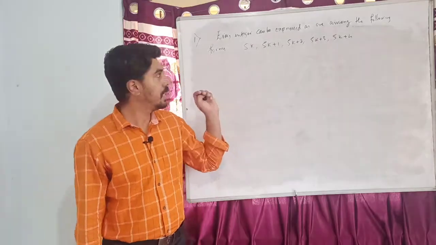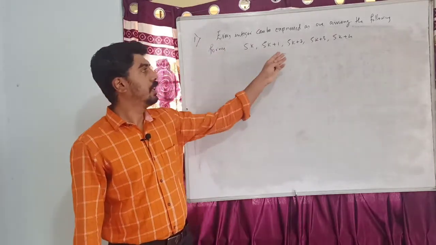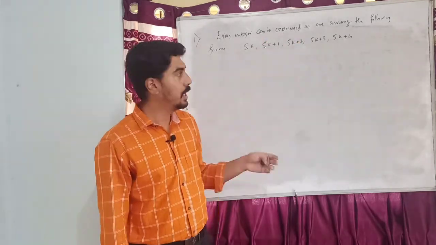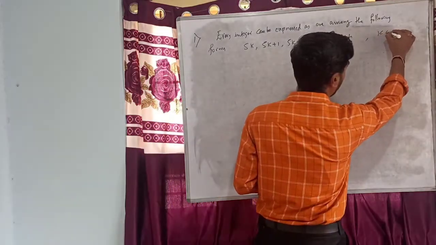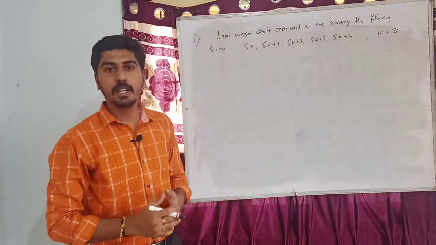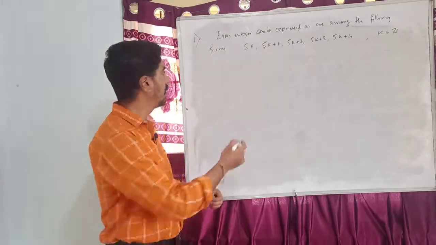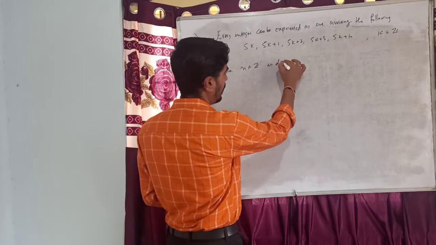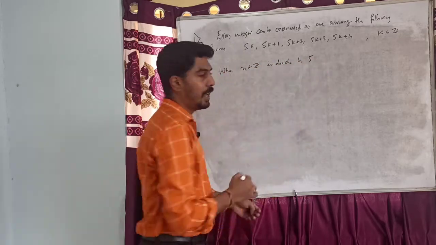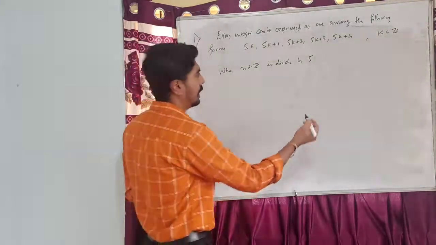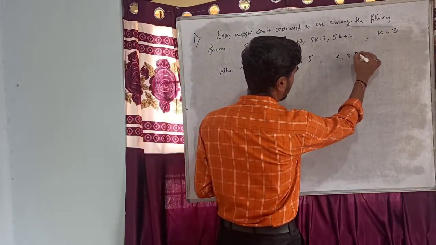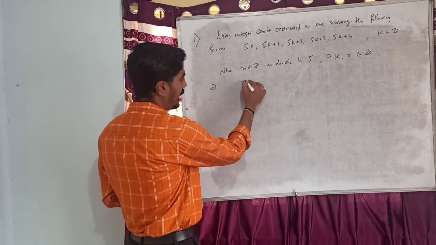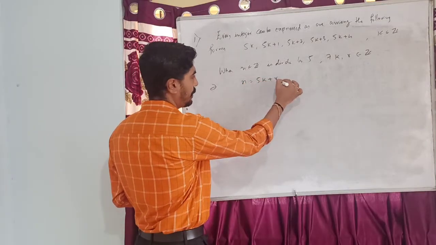Every integer can be expressed as one among these following forms: 5k, 5k plus 1, 5k plus 2, 5k plus 3 and 5k plus 4, where k is some integer. By division algorithm, when an integer n is divided by 5, I get a quotient and I get a remainder. I get quotient k and r such that n can be expressed as 5k plus r.